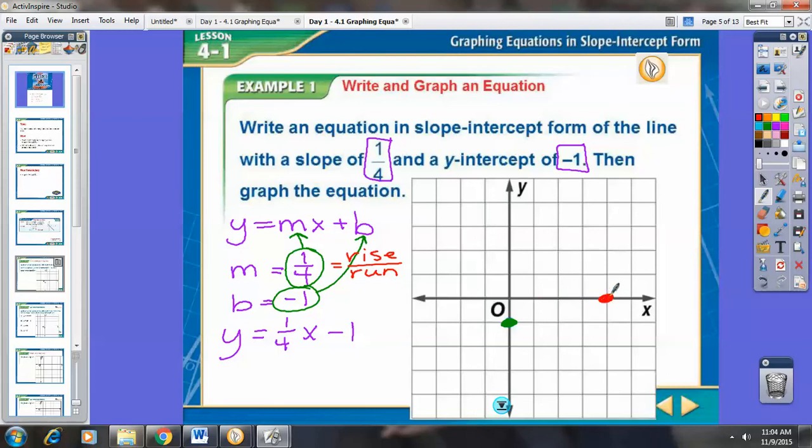I'm going to do it again. I'm going to go up 1, and I'm going to go right 4. Even though it's off my graph, go ahead and estimate approximately where that point would be.